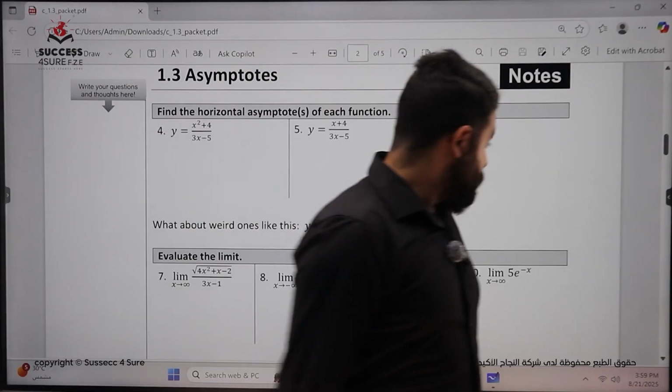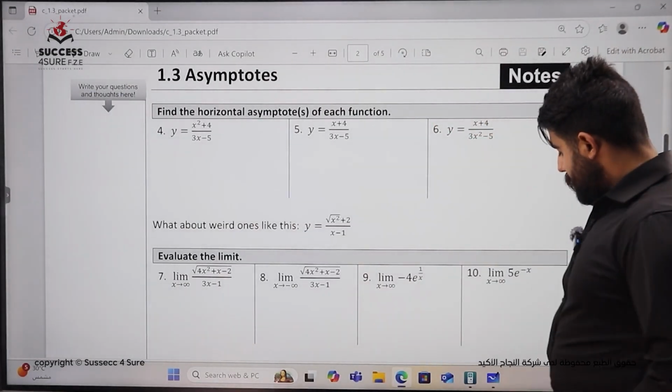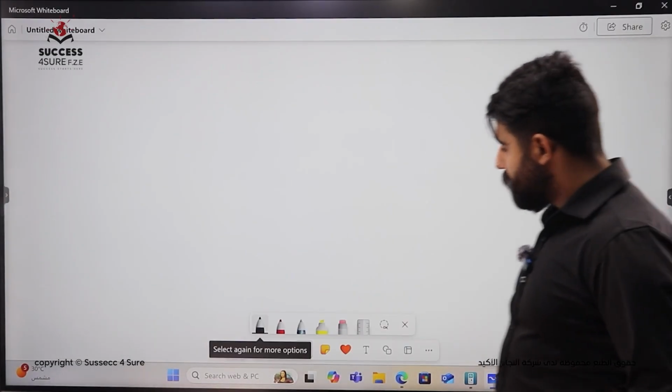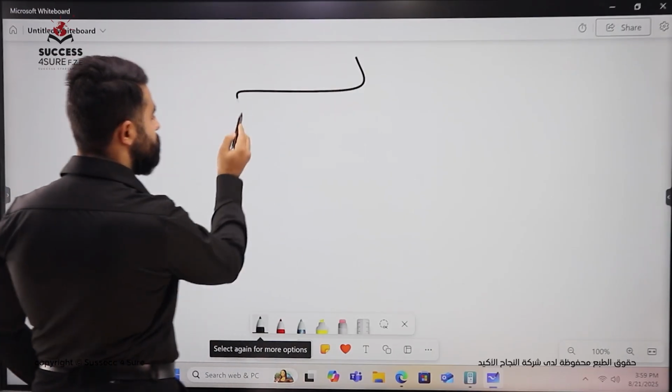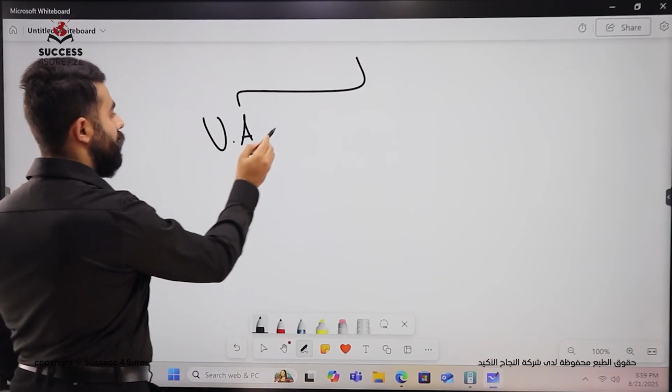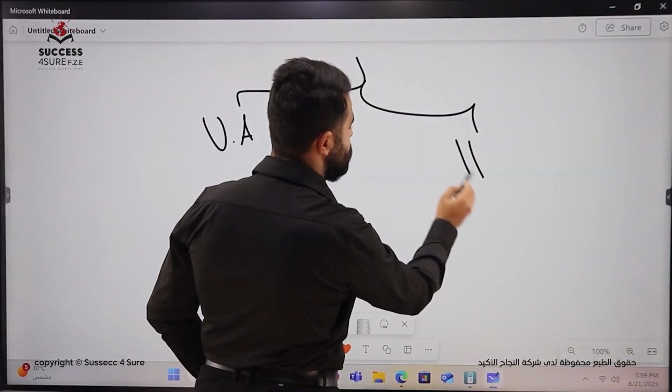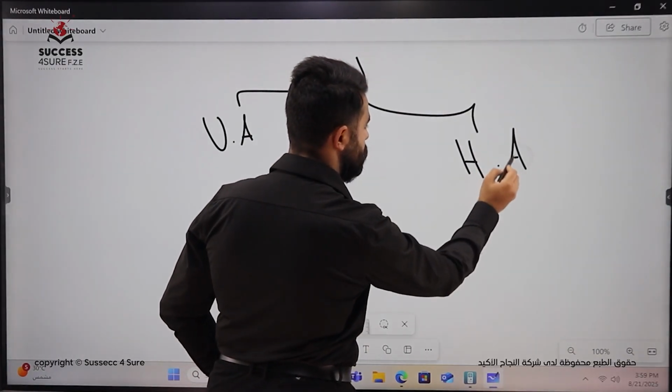Hi everyone, today we're going to talk about asymptotes. Now, first of all, you have to know that we have two types of asymptotes. We have the vertical asymptote and the horizontal asymptote.